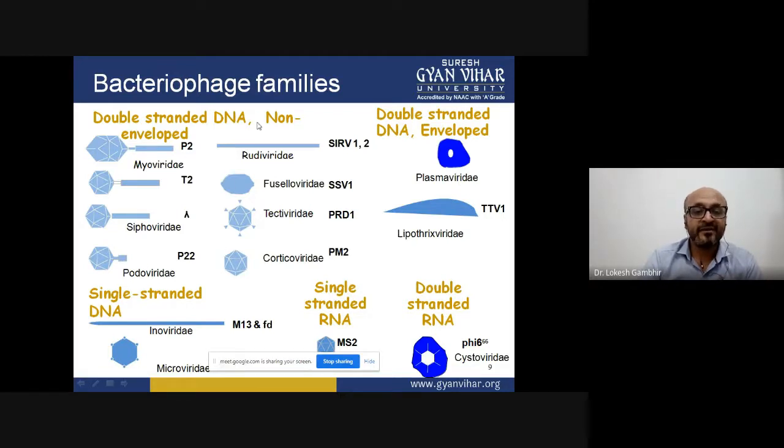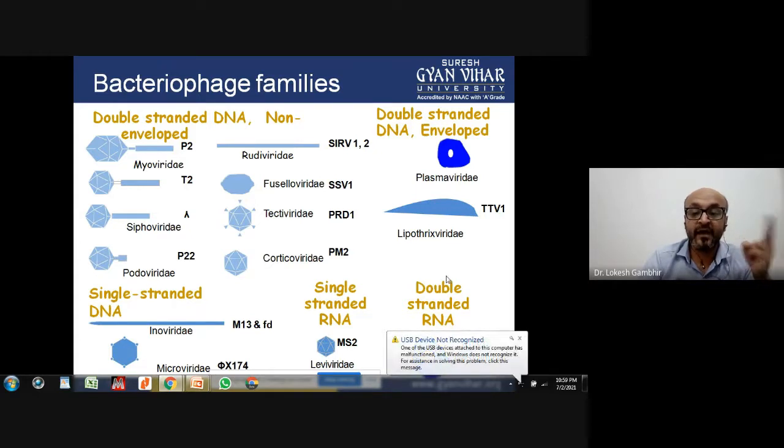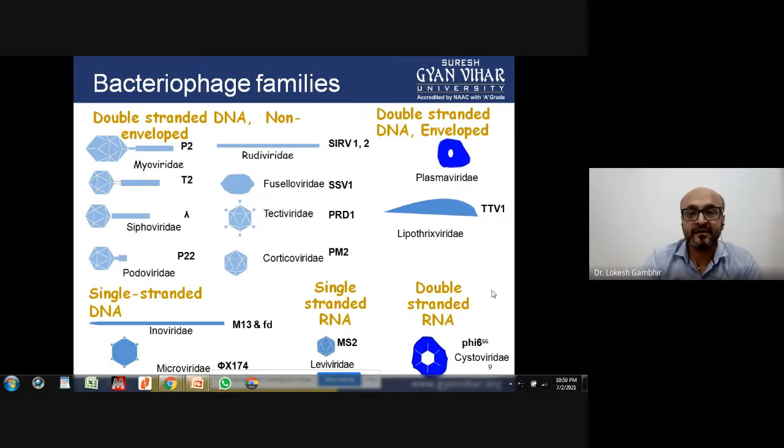We have double-strand DNA viruses which are non-naked. They contain an envelope, like Plasmaviridae and Lipothrixviridae. We also have single-strand DNA viruses. There are 2 families of single-strand DNA viruses, Inoviridae and Microviridae. The famous Inoviridae member is M13, which is used in recombinant DNA technology also. Then we have a single-strand RNA bacteriophage, the example being Leviviridae. And we also have a double-strand RNA bacteriophage that we call phi 6, and that is Cystoviridae.